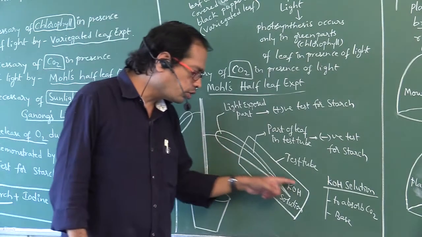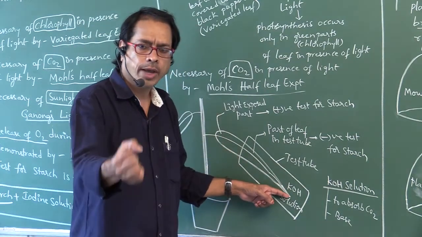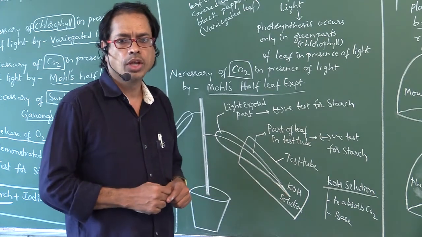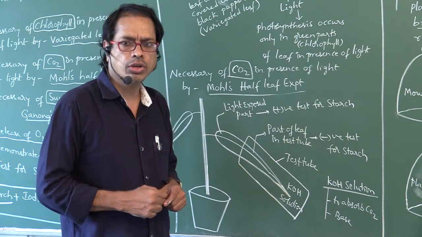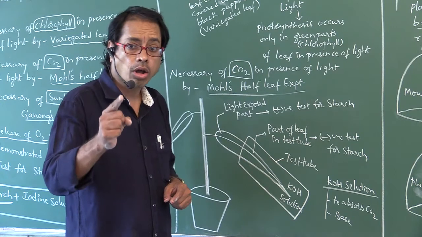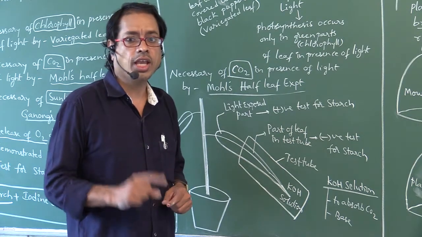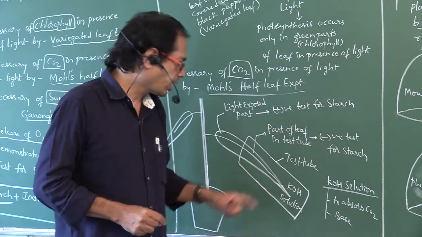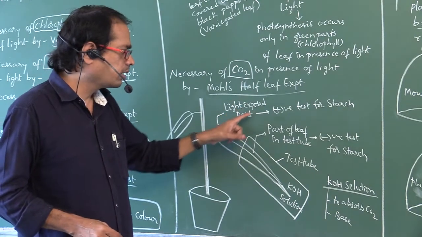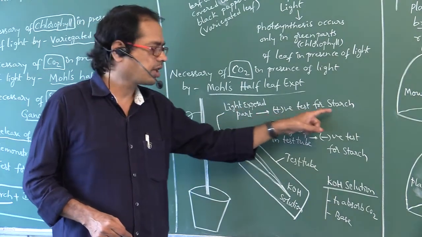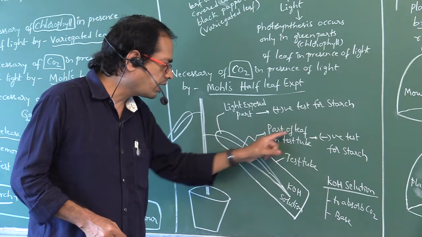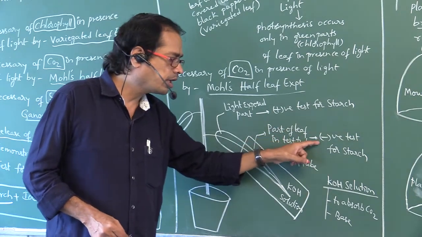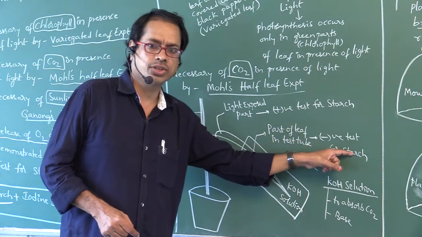See, why do we have to use this KOH? To absorb CO2. Why is the KOH solution used? To absorb carbon dioxide. This KOH is a base, right? So the light exposed part will give a positive test for starch, whereas the part of the leaf which is in the test tube will give a negative test for starch.